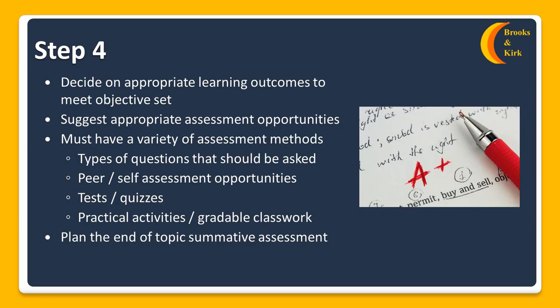Finally, step 4, you need to decide what the learning outcomes are actually going to be. This could be pencilling down some success criteria. This could be looking at the artifacts that your learners need to produce for you. Where possible, you need to have a variety of assessment methods. You're not just sticking to question and answer, for example. You may want to have little tests, quizzes, classwork, marked classwork, peer and self-assessment opportunities maybe. You need to have a variety of methods just to keep learners engaged.